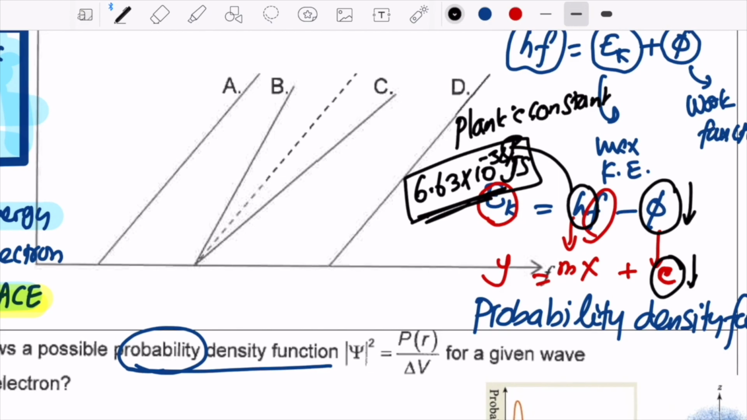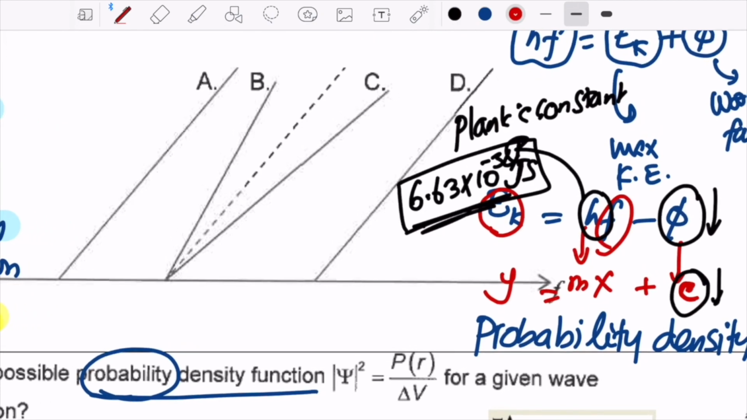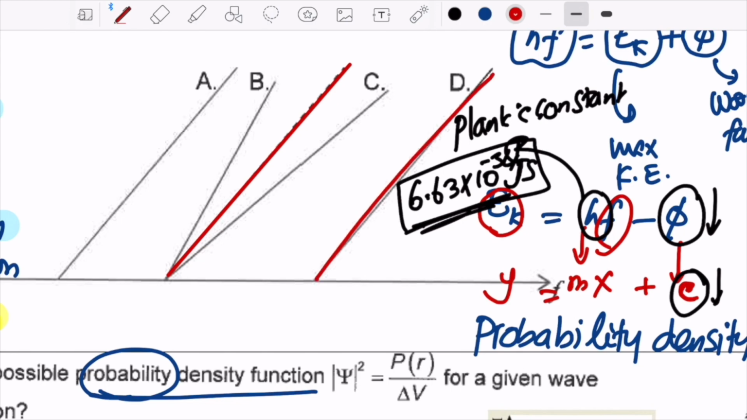Now how do we apply all this knowledge to this question? This is the graph they plot. First thing to understand is that for any other metal, the line should be parallel to the initial line. So the answer has to be A or D. In B and C, the gradient has changed, but we know the gradient can't change, it's Planck's constant.